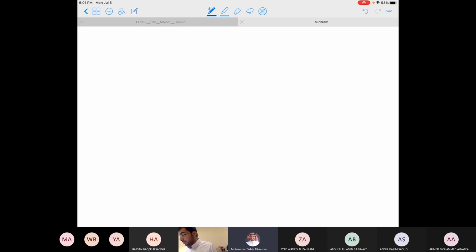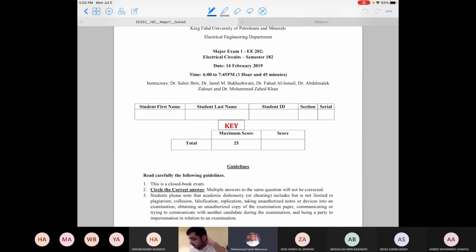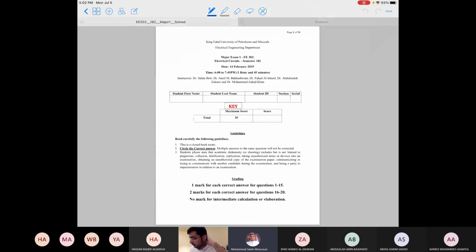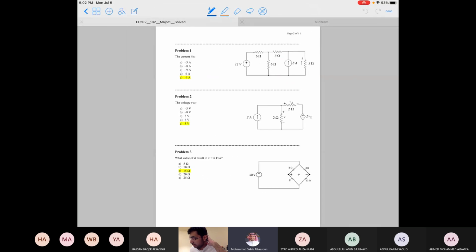Bismillah ar-Rahman ar-Rahim. The way I'm going to conduct this problem session is the following. There's an old exam here. I found it, I think, in the student resources. I'm going to solve some of the questions, not all of them. And I believe I'm going to post this old exam as well. It's available in the KFUPM resources, I think.